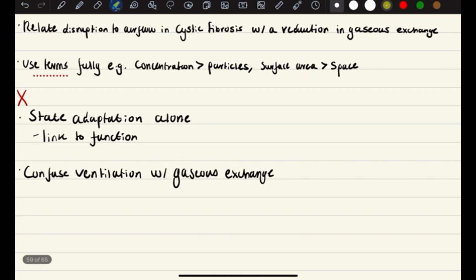Now, what do I not want you to do? I don't want you to state the adaptation alone. So, like, for example, I don't want you to just say extensive capillary network. I want you to say that increases surface area, increasing the rate of diffusion. Yeah. So just stuff like that is going to nuance your answers a bit more so that you pick up more marks. And also, don't confuse ventilation with gaseous exchange. It does happen. Just know ventilation is that process of bringing air into the lungs or into your alveoli. Whilst gaseous exchange is that process of getting the oxygen and carbon dioxide moving between your alveoli and your capillaries.